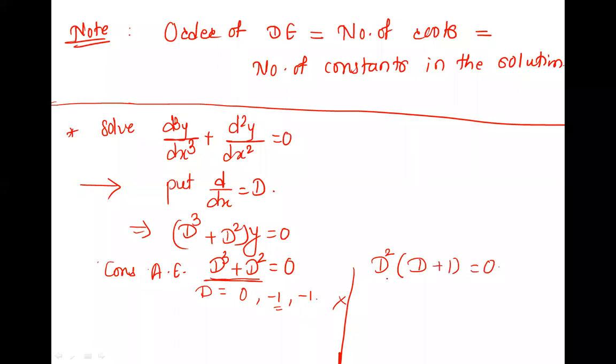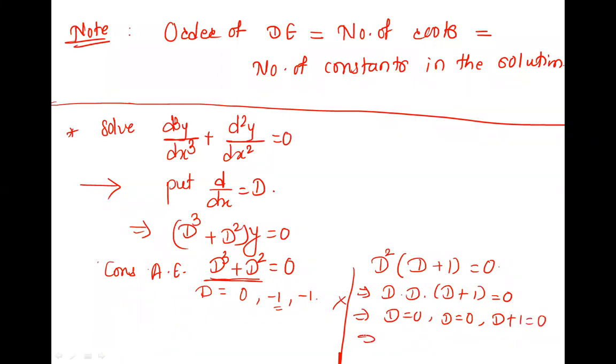So what is D square but D into D into D plus 1 is 0. Now everything is equating to 0, means D is 0, again D is 0 and again D plus 1 is 0. Means what is D? D is 0, 0 and minus 1. Not 0, minus 1 and 1. Everyone is clear now?